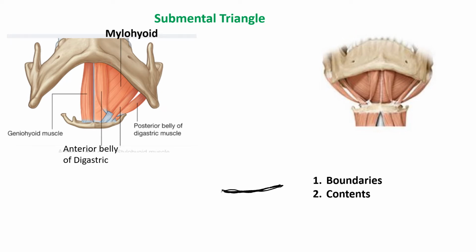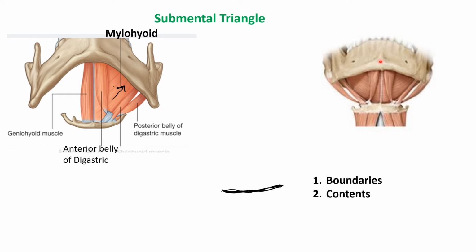Obviously, when it contracts, what is it going to do? When it contracts, it elevates the floor of the mouth. It can elevate the floor of the mouth, elevate the hyoid bone, and thus help in the first stage of swallowing. It can also, if it contracts with the hyoid fixed, depress the mandible. The mylohyoid muscle, along with the anterior belly of digastric, is supplied by the mylohyoid nerve, which is a branch of the inferior alveolar nerve.